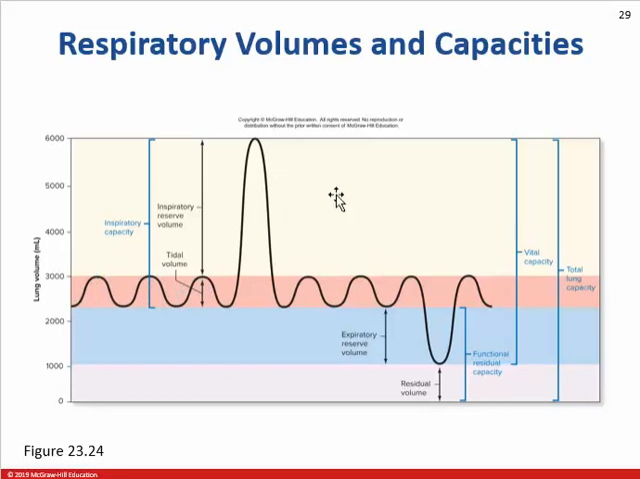So, inspiratory reserve volume, tidal volume, expiratory reserve, residual volume. Vital capacity is everything but the residual. Total lung capacity is all four. The inspiratory capacity is tidal volume and inspiratory reserve. The functional residual is expiratory reserve volume and residual volume. There.